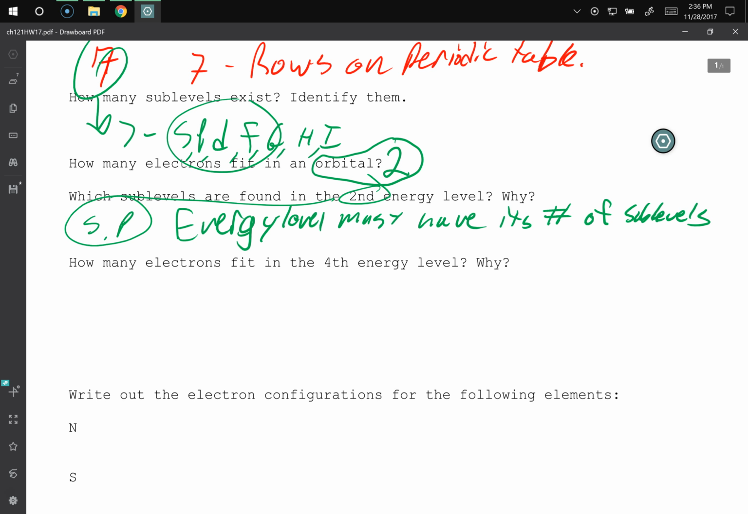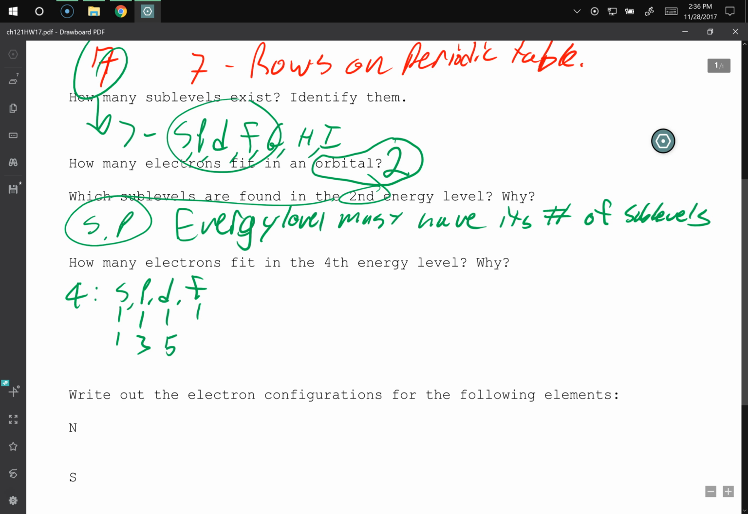So how many electrons fit in that 4th energy level? Based off of this last question, how many sublevels do I have in energy level 4? 4. So 4 sublevels, and the sublevels are s, p, d, and f. There's 1 orbital there, 3 orbitals there, 5 orbitals here, and 7 orbitals here. That means I've got 2 electrons here, 6 electrons here, 10 electrons here, and 14 electrons here. So I end up with 32 total electrons that can be found in that 4th energy level.